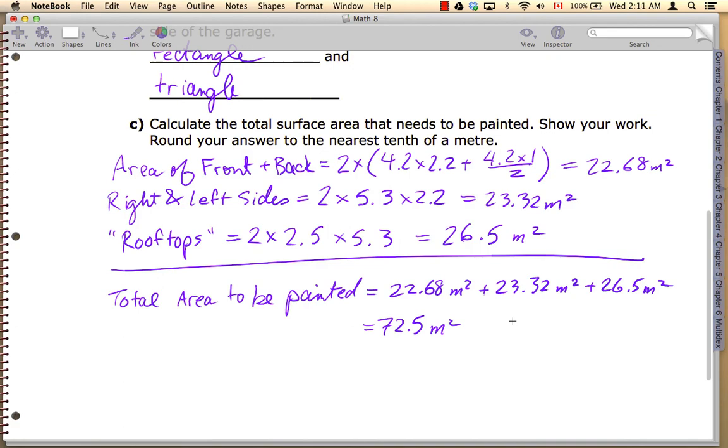So that covers the examples for this lesson. Now you need to pick 8 questions from the textbook.